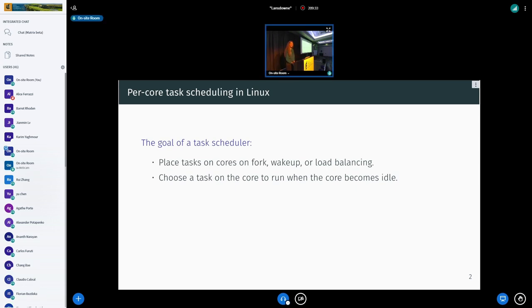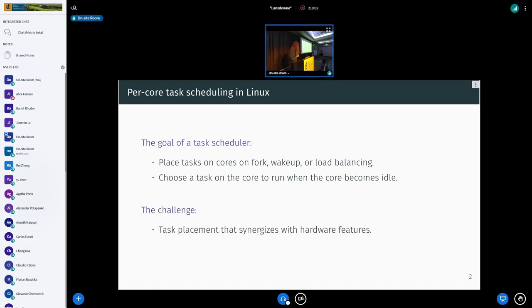Okay, so I'll start out with just what is scheduling. The goal of a task scheduler is to place tasks on cores when a task is forked or wakes up, or when there's a need for load balancing. A task scheduler also, when a core has nothing to do at the moment, figures out which of the tasks on the core's run queue should run. We're actually only interested in the first of these aspects in this talk.